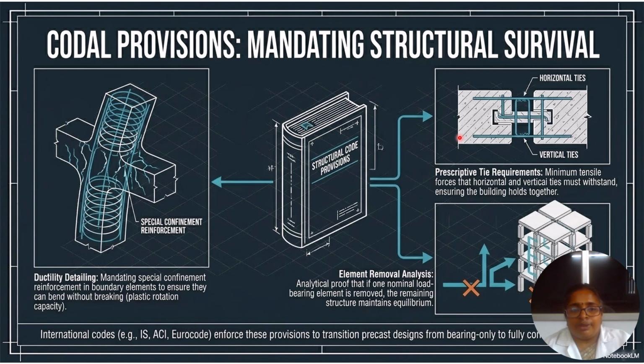So in such a way, we have to design a structure so that it will not get into progressive collapse. International codes, for example, the American Concrete Institute code and the Eurocode, enforce these provisions to transition precast designs from bearing only to one component to the entire structure.